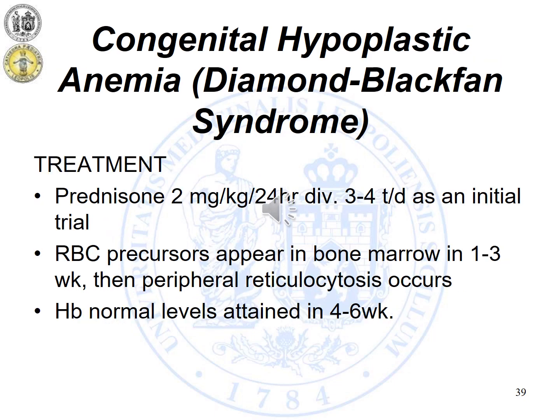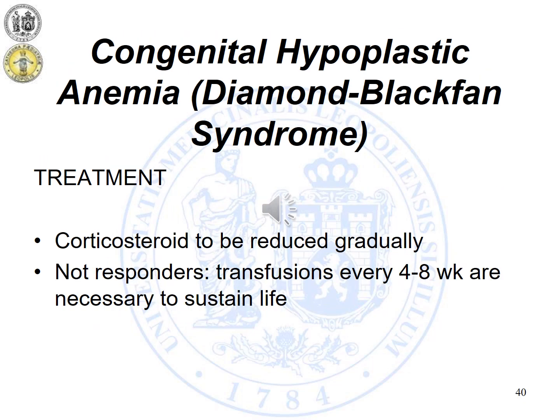Prednisone in 3 or 4 divided doses totaling 2 mg per kg a day is used as an initial trial. Erythrocyte precursors appear in bone marrow 1 to 3 weeks after therapy is begun, and when normal, brisk peripheral reticulocytosis occurs. Hemoglobin may reach normal levels in 4 to 6 weeks. The dose of corticosteroid may then be reduced gradually by tapering divided doses and then by eliminating all except a single lowest effective daily dose. Colleagues, please review a Marshall protocol for tapering corticosteroid.